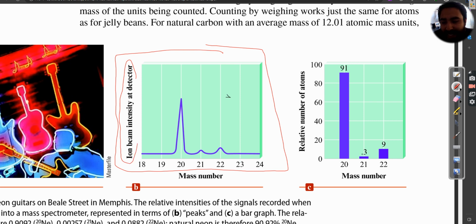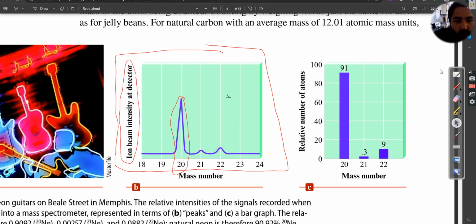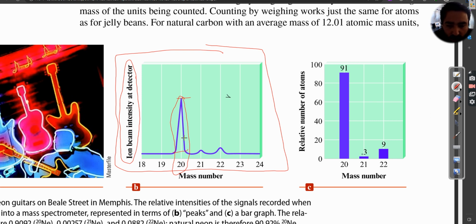So what happens is the ion beam intensity, how high the peak is, will tell you how many of those particles have that mass. So you'll see that the majority of the particles have a mass number of 20. Well, the percentages we learned earlier with that carbon, this is where they come from. They have a percentage here. They'll find the ratio between these, and that's how they determine those percentages you saw in the previous slide.